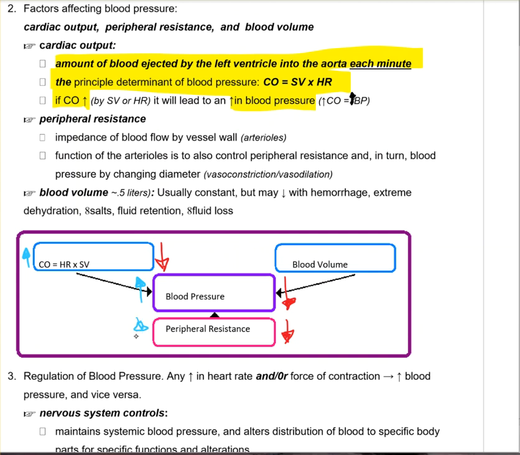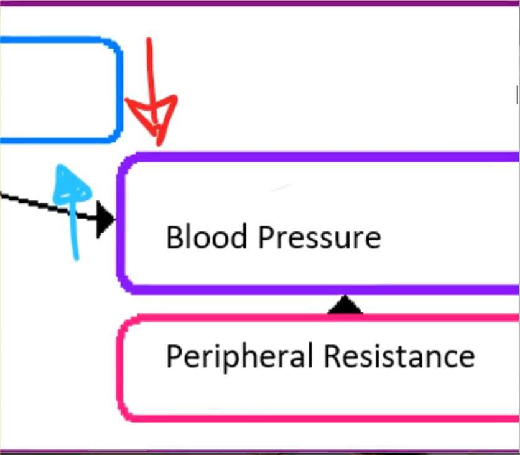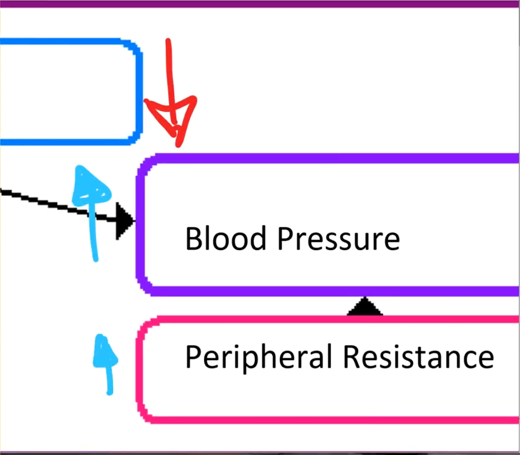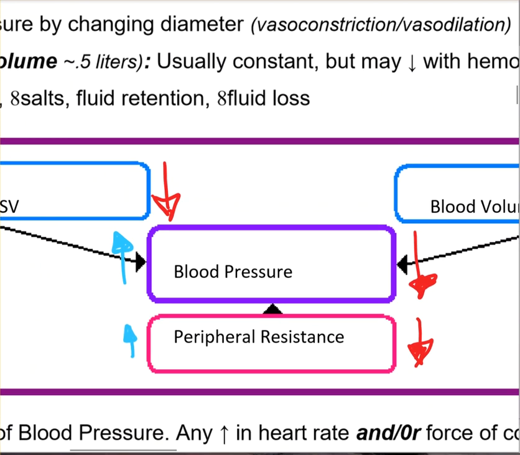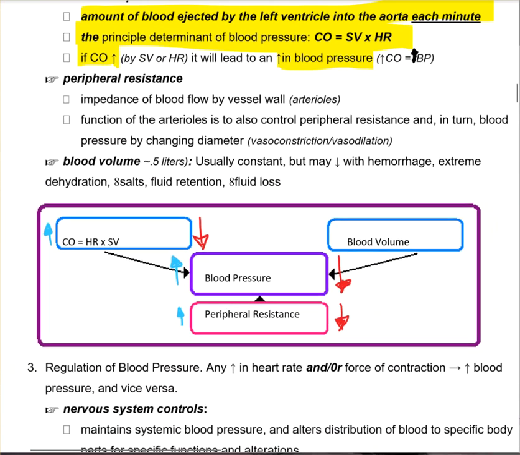Let's make a better looking arrow. If resistance goes up, blood pressure goes up. Okay? You getting the hang of it? Pretty straightforward. So the arterioles control peripheral resistance and in turn blood pressure by changing diameter.